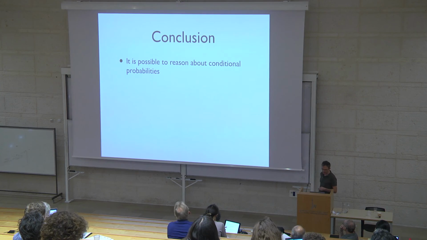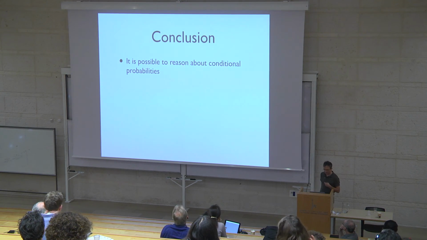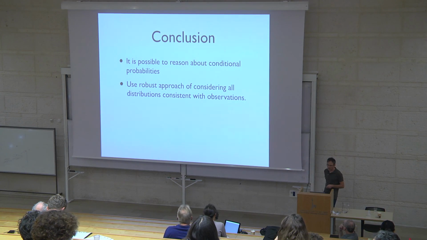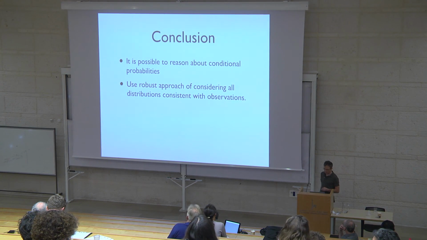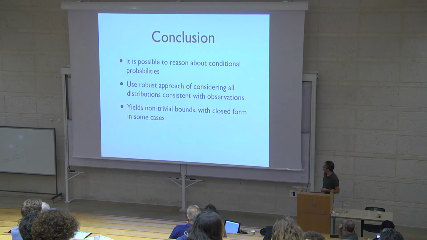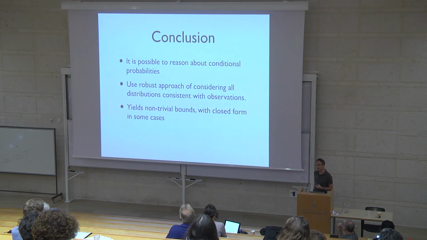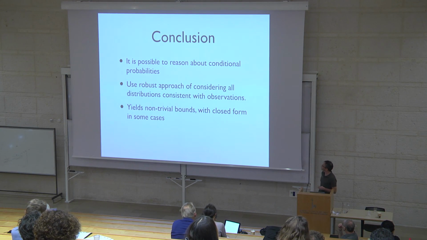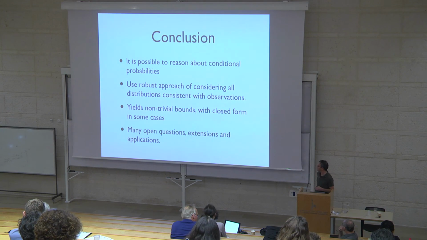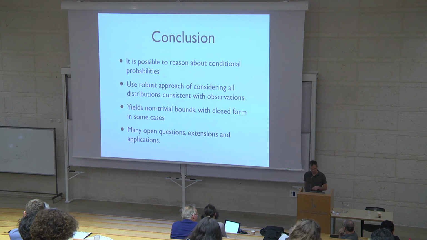Okay. To conclude, I hope I showed that it's possible to reason about conditional probabilities under some assumptions, and to use this robust approach for considering all distributions consistent with your observations. It yields non-trivial bounds that are sometimes available in closed forms and are, we think, empirically useful. And there are many other open questions, extensions, and applications.